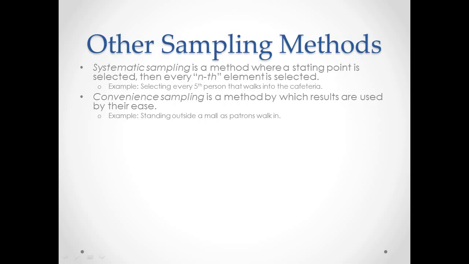Convenience. It is what it sounds like. Convenience sampling is getting samples any way you possibly can. Yelling out your window, or standing outside the mall, thinking the most people in the world are going to be at the mall today, so I'm going to stand outside the mall and just grab everybody I can. You're doing it for convenience purposes.